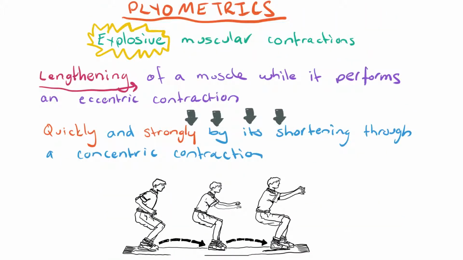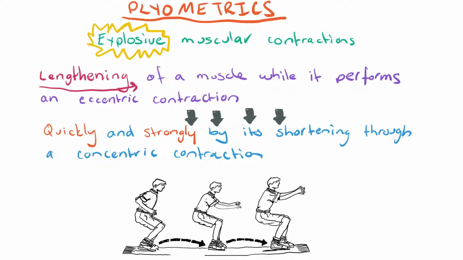So the next type of training we look at for anaerobic training is plyometrics. Now plyometrics is basically explosive muscular contractions. And so it's looking at the lengthening of a muscle while it performs an eccentric contraction. So if you have a look at the picture down the bottom here, you can see that this person is jumping, going from a squat position up to landing again, and they're doing it quickly and strongly and by shortening the muscle through a concentric contraction. So we see that lengthening happening with the eccentric contraction, then we see very fast contraction happening with the shortening of the concentric contraction to allow for us to do repeated jumps.